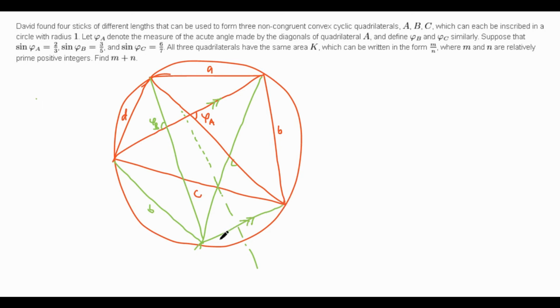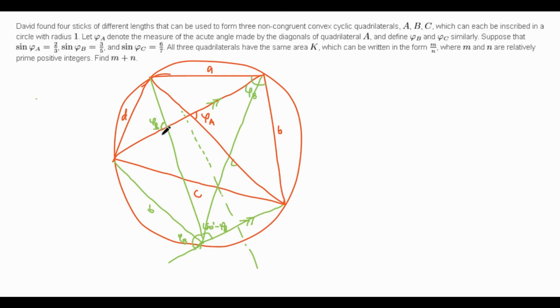So since we know that these two are parallel, we see that this phi sub B here is actually going to be the same angle as this right here by parallels. And so that means that this angle right here is going to be 180 minus phi sub B, which implies that since this angle is inscribing this arc right here, and it's also part of this cyclic quadrilateral, this angle right here is going to be phi sub B.